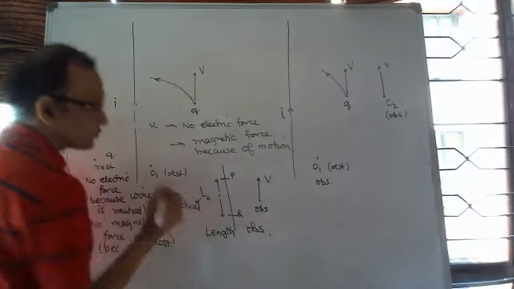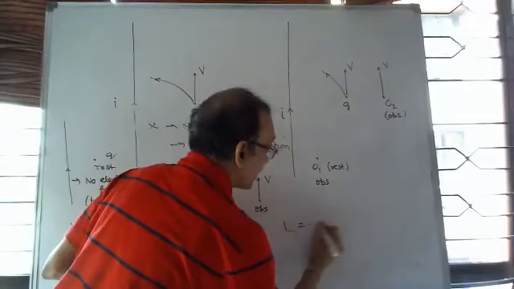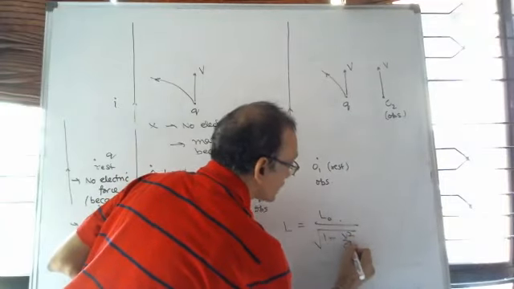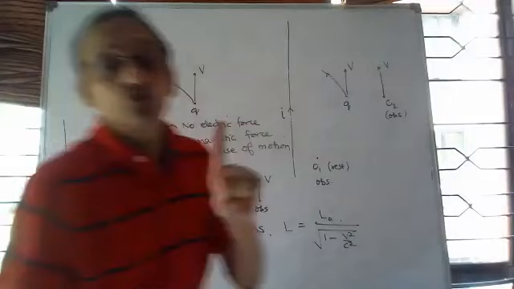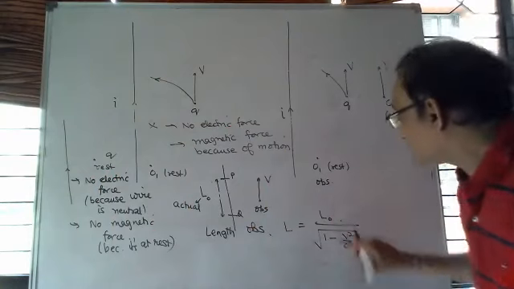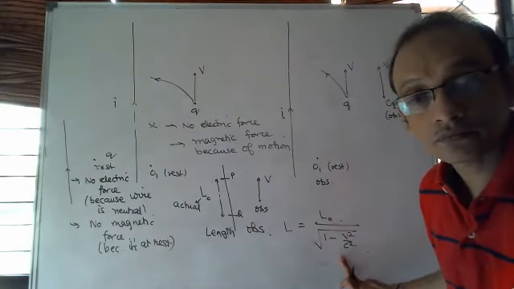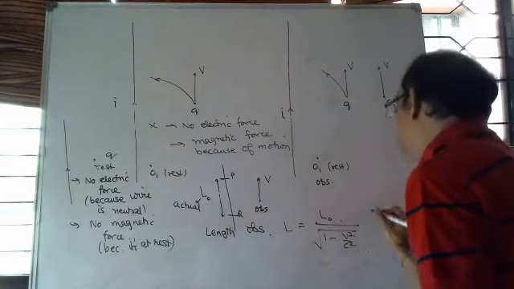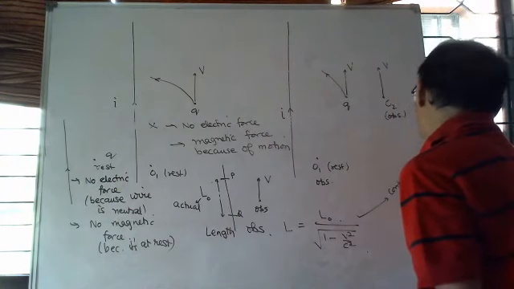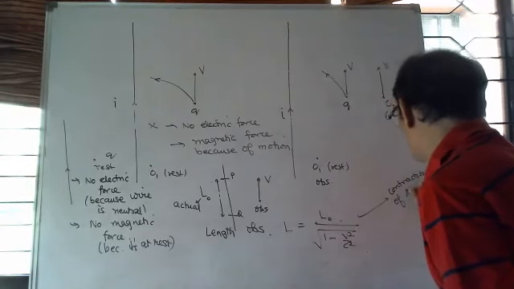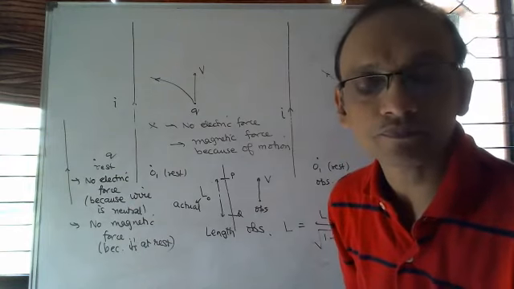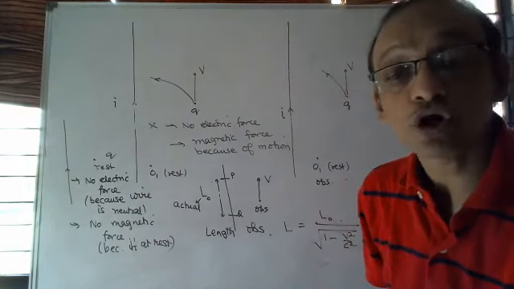The actual length observed, L, will be L naught by root 1 minus v square by c square. So the length is less than L naught. It is different from L naught. This phenomenon is called length contraction, the contraction of length. The observer will not see the same length, he will see a different length.